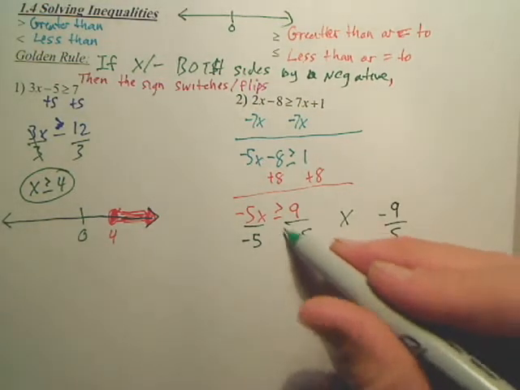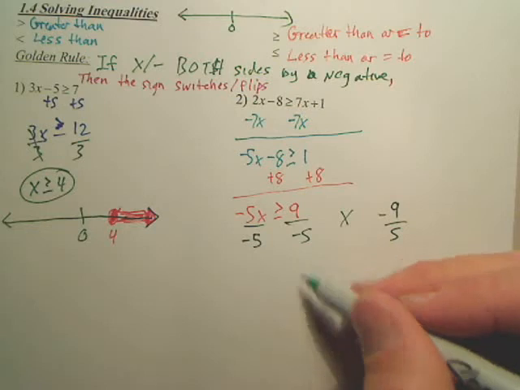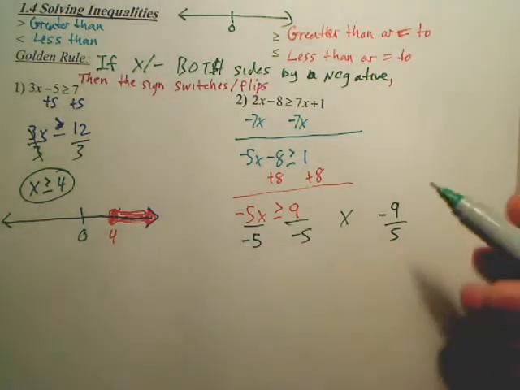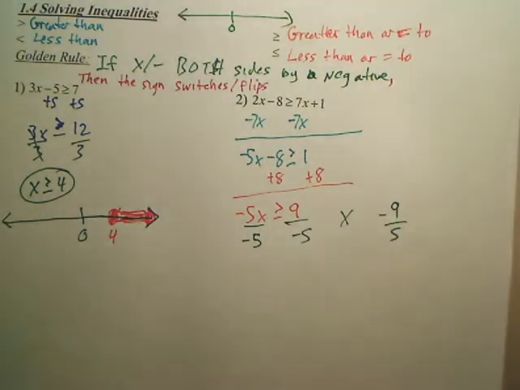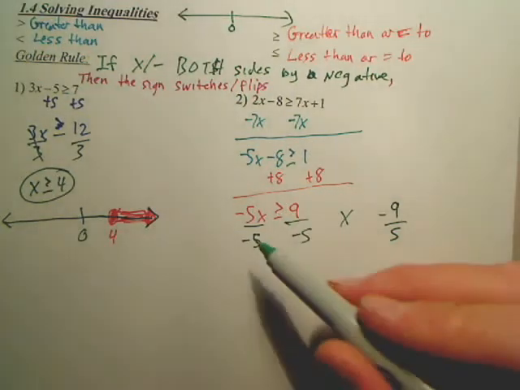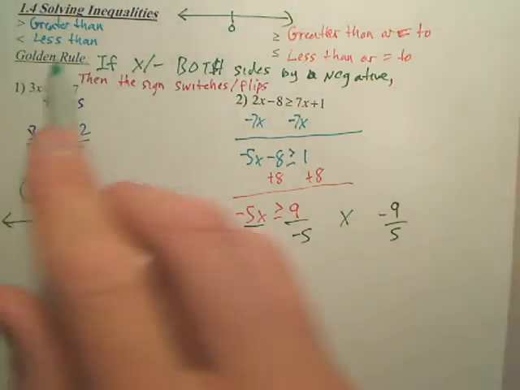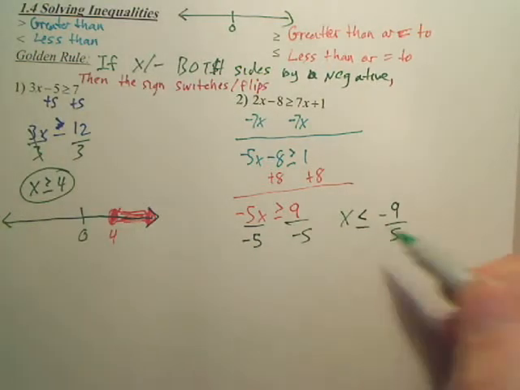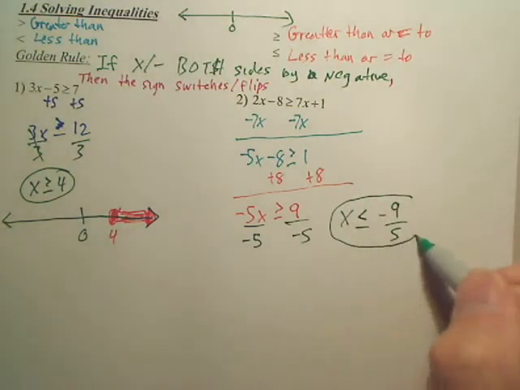Does it matter what side the negative's on? If one of them's negative, isn't the answer negative? Yeah. So that negative can be on top, bottom, or right in the middle, wherever you want. But did my sign flip? Yes. I divided both sides by a negative. I did the golden rule. There's my answer.